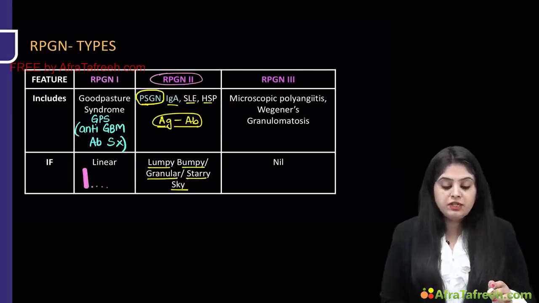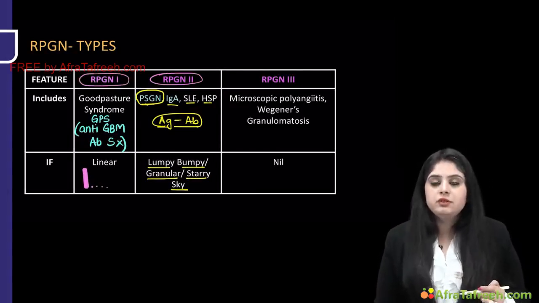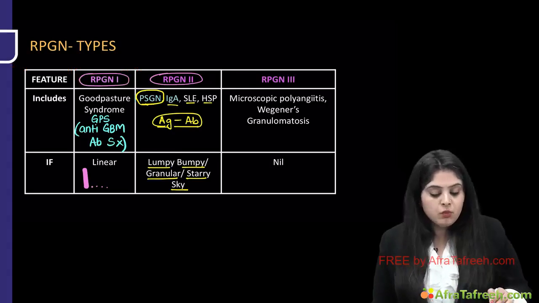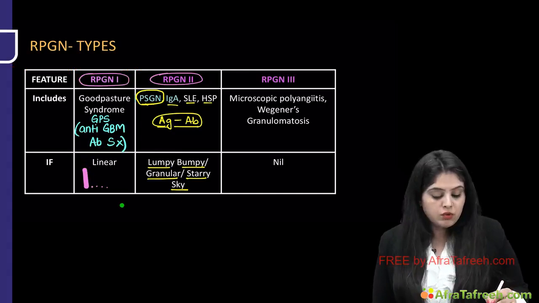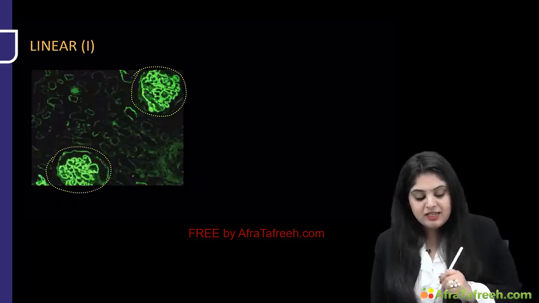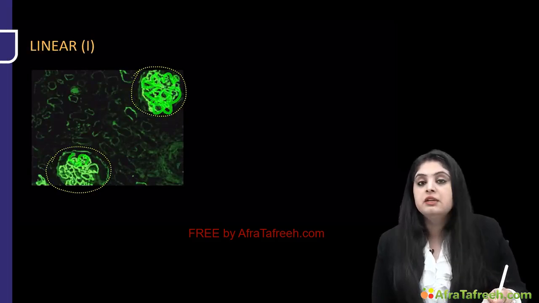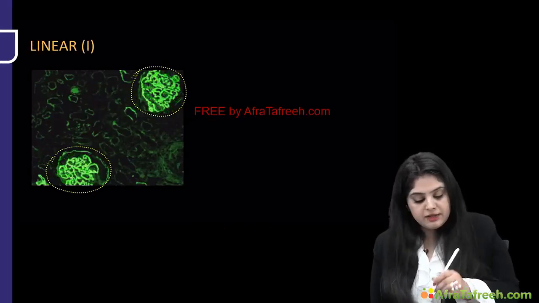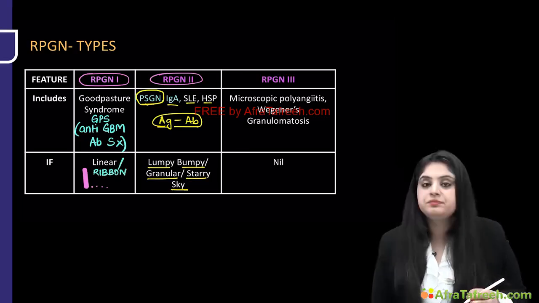Similarly, I'll tell you one more thing. Do you know how they can give you a twisted question for RPGN type 1? What have you learned? What pattern is it going to show you? Linear pattern. They don't want to write that word linear. They want to write it as ribbon. Imagine, like I said, it looks somewhat like a ribbon. So instead of writing linear, they can definitely write the word ribbon for you in type 1 RPGN also.